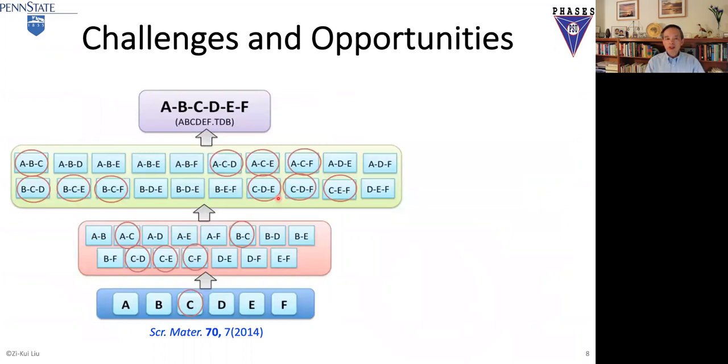As I mentioned, the CALPHAD model starts with pure elements, then goes to binary, ternary, and so forth. So it also gives us a challenge here. The challenge is that if we change the property of one component system, then we have to change all the systems that involve that element, all the binaries, all the ternaries. As you can see for this six-component system, there are a lot of systems we have to remodel and parameters to change. So that's very, very challenging and difficult.